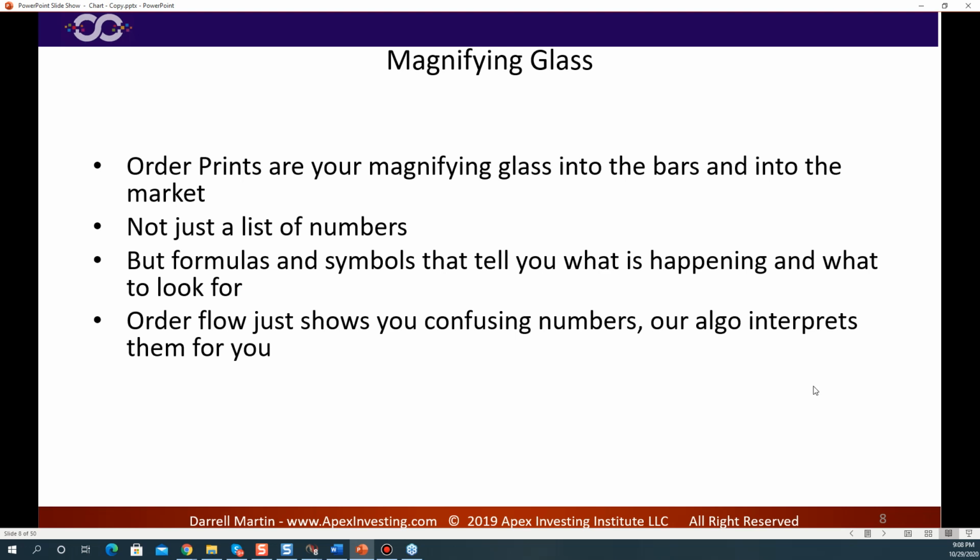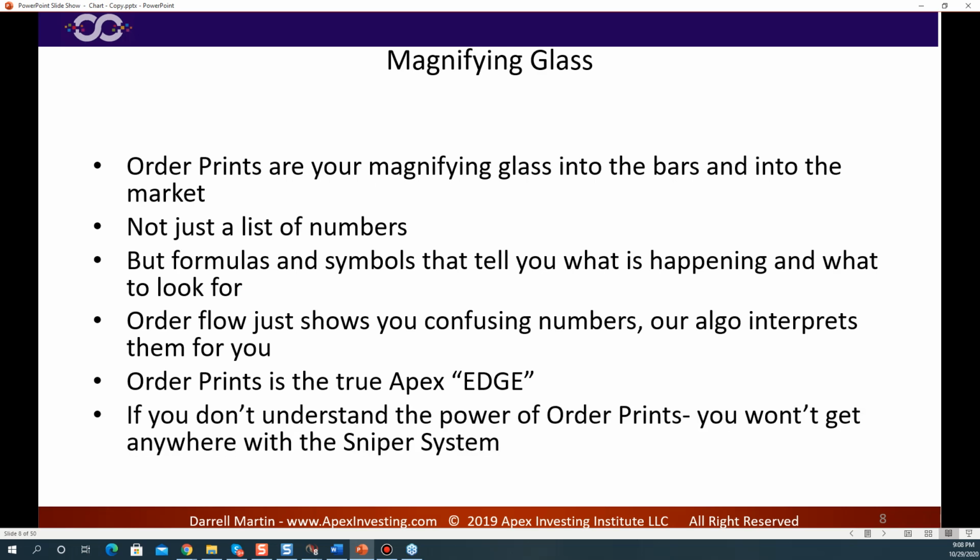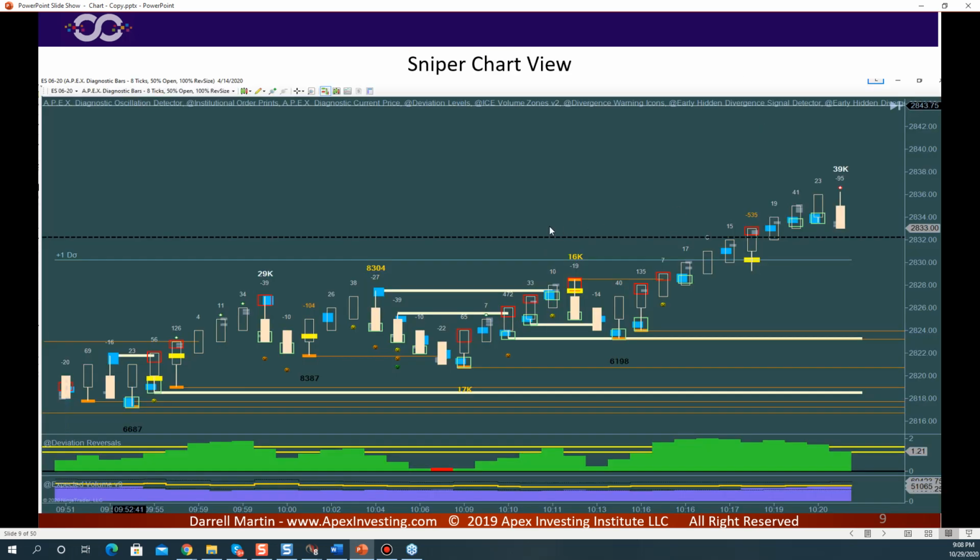Some of you have seen order flow where it's just a bunch of numbers on a page. You don't know what to do with it. We've put our algorithm onto it to interpret the things that we need to know out of order prints that are important. And that's really our edge here, and the edge with the Sniper system. So I want to walk you through a few things of what is on this chart you're looking at, okay?